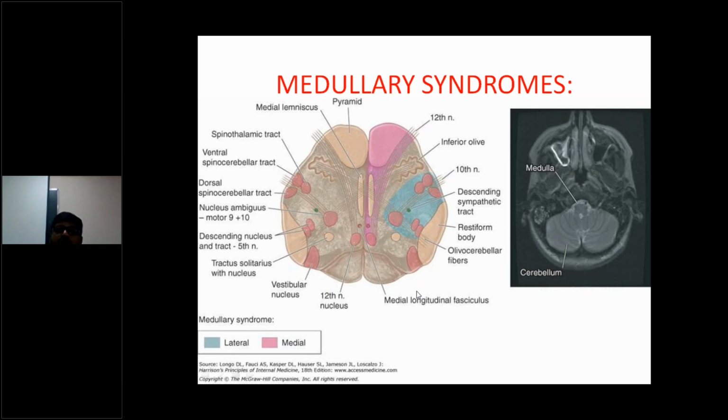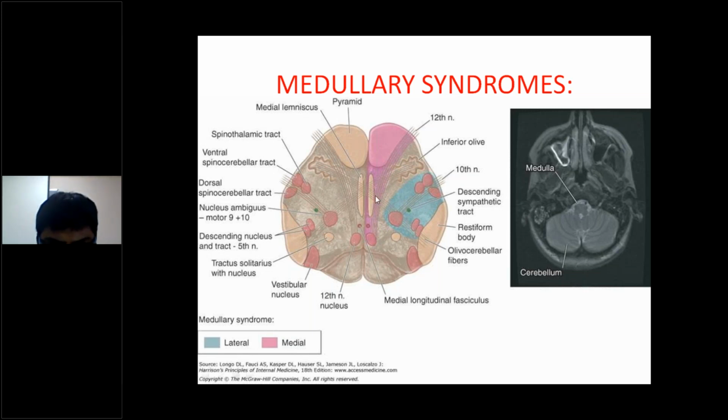What is the importance of this slide? Medullary syndromes. See, with medulla, we will end this topic today. We will discuss lateral medullary syndrome and medial medullary syndrome, and we will end the session today.